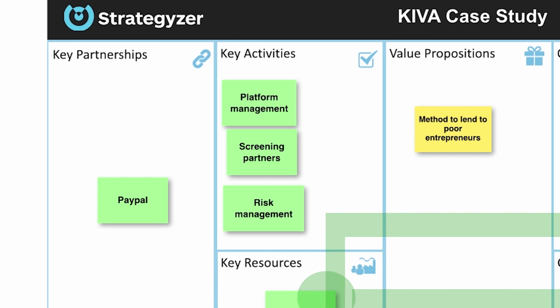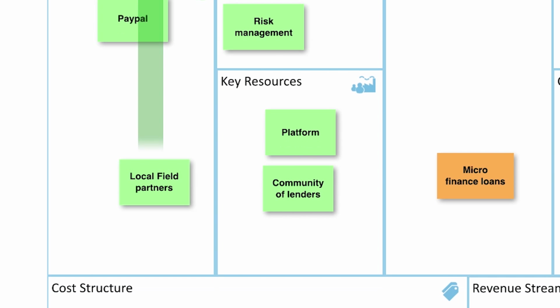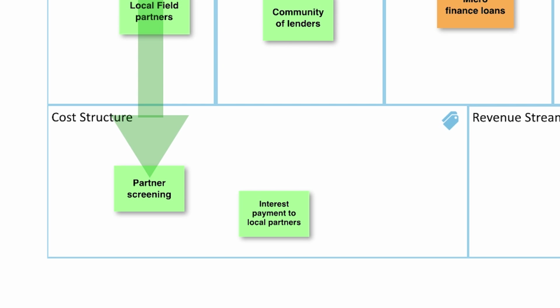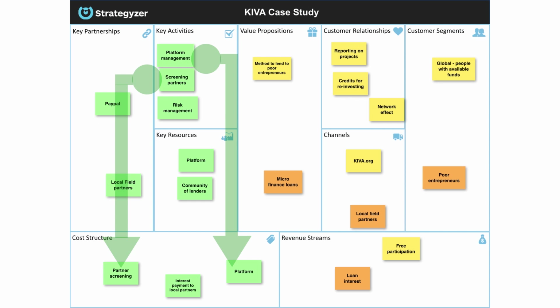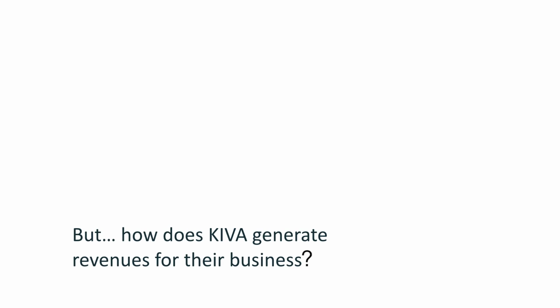As well as the cost of paying the loan interest to the local field partner, Kiva's main cost centers include the administration around screening, monitoring, and managing the partnerships, and all the costs around maintaining and developing the platform infrastructure. Now, these are the key components of how Kiva operates a platform business, but it leaves us with one very important question. If the funders participate for free, and the loan interest is paid to local partners, then how does Kiva generate revenues to operate?